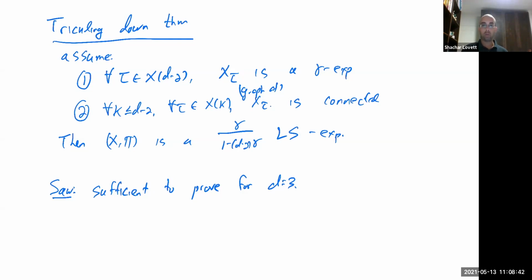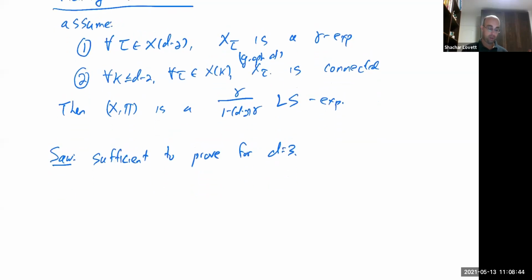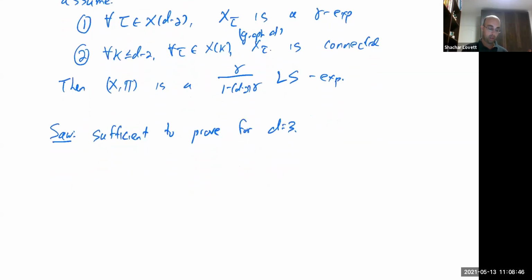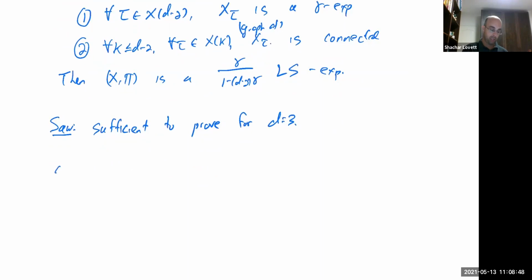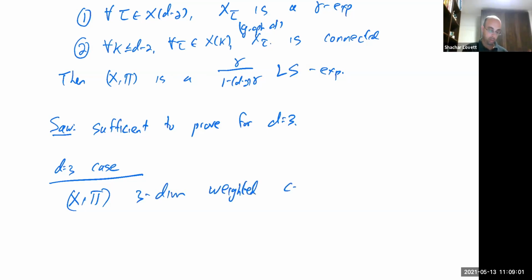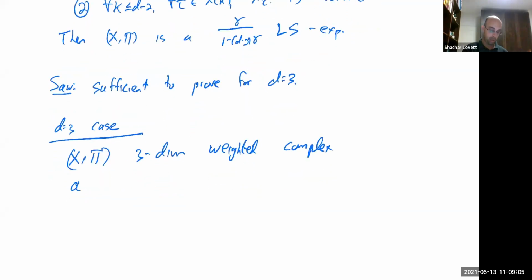So for d equal to 3, what do you want to prove? Just to repeat that. What is the d equal to 3 case? Just so we read it explicitly. X pi is going to be a 3-dimensional weighted complex. We assume two things.